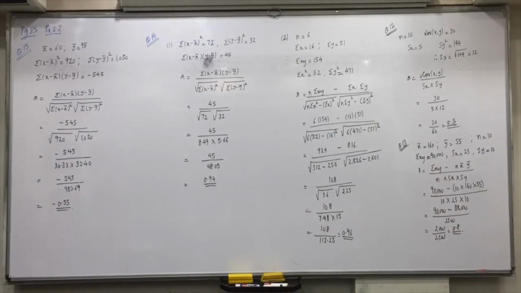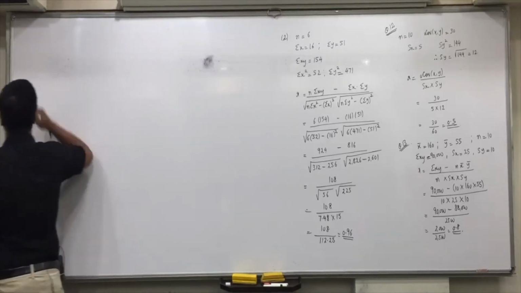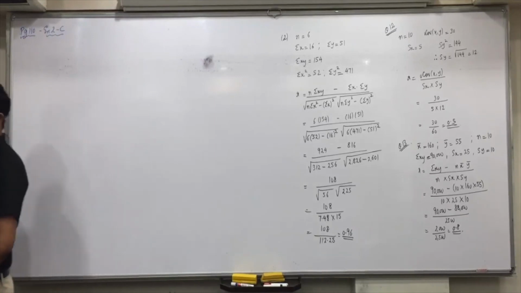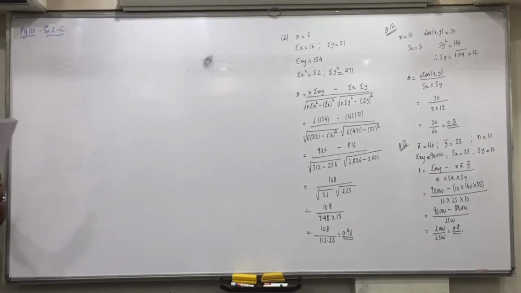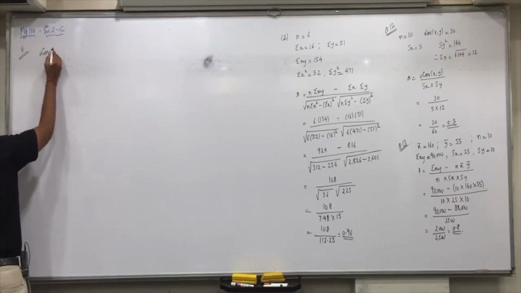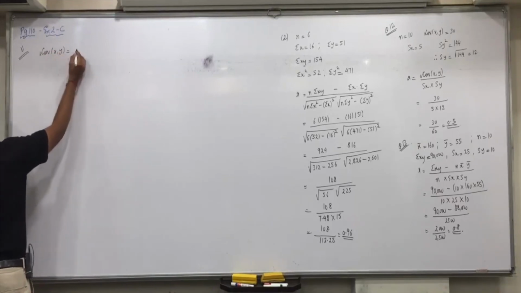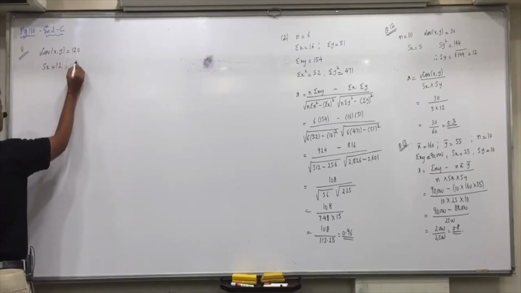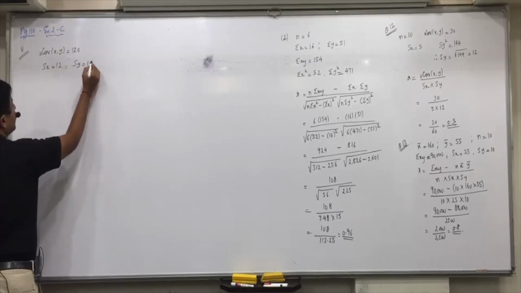Page number 110. Page number 110, Section C. All of you get page 110, section C of exercise 2. Yes, keep silence. Question number 11. Find the value of R if covariance between x and y is equal to 120, Sx is equal to 12, and Sy is equal to 15.